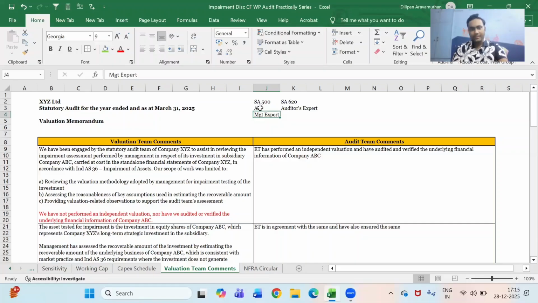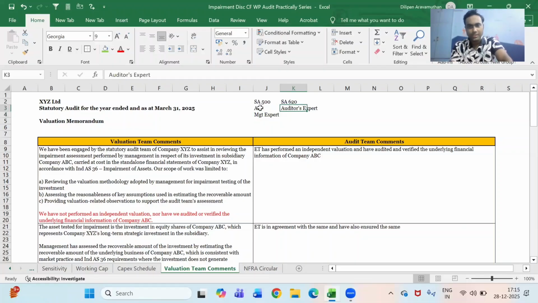Like for example, let us say the entity does not have a person who's experienced enough to prepare the discounted cash flow approach. They might take the help of a valuer entity who would assist the entity in preparing the discounted cash flow model by taking the growth rate, discount rate, and by computing the weighted average cost of capital. So that would be a management expert.